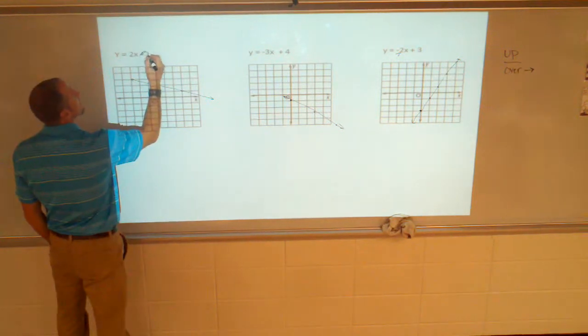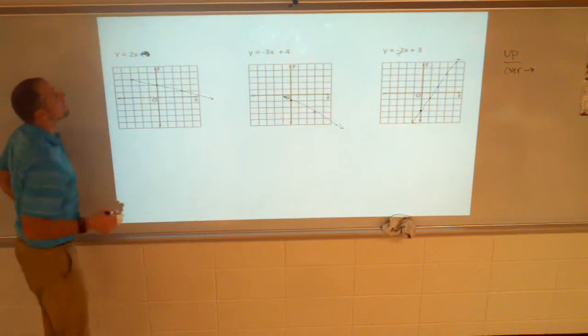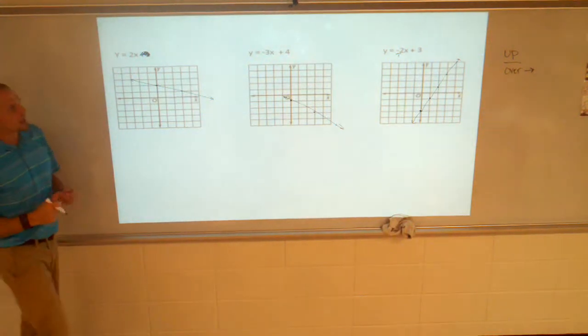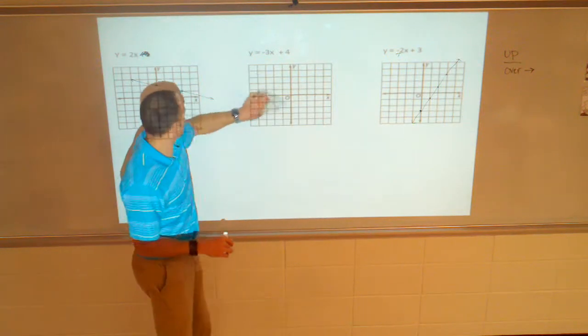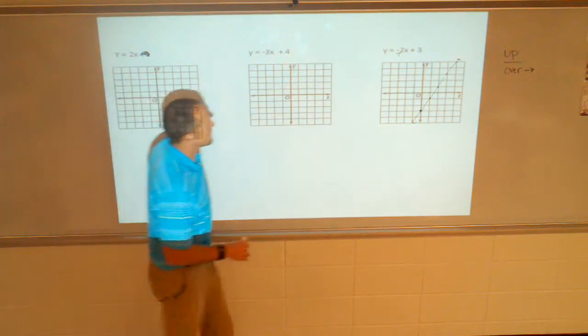Next, I'd like you to graph that first one. Y equals 2x. See if you can figure that out. Y equals 2x.